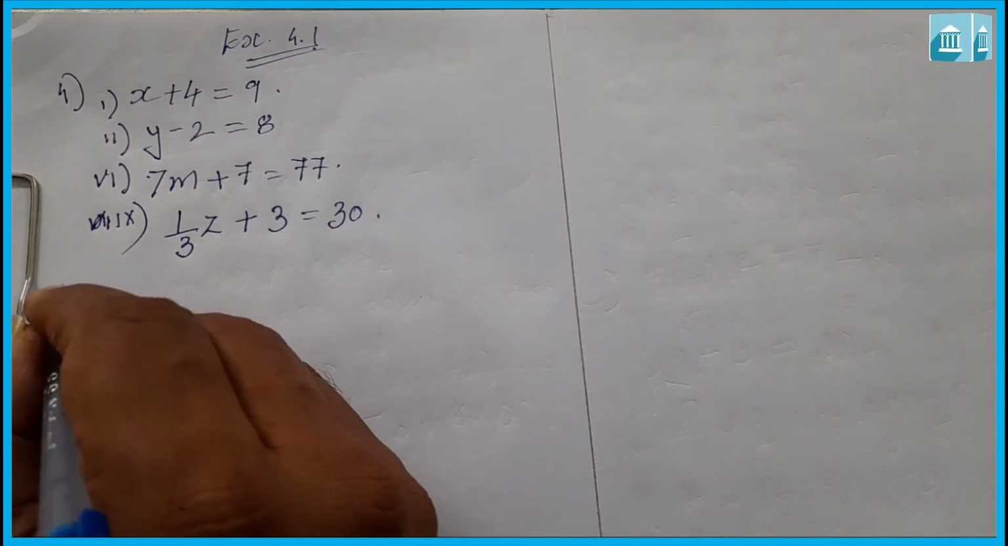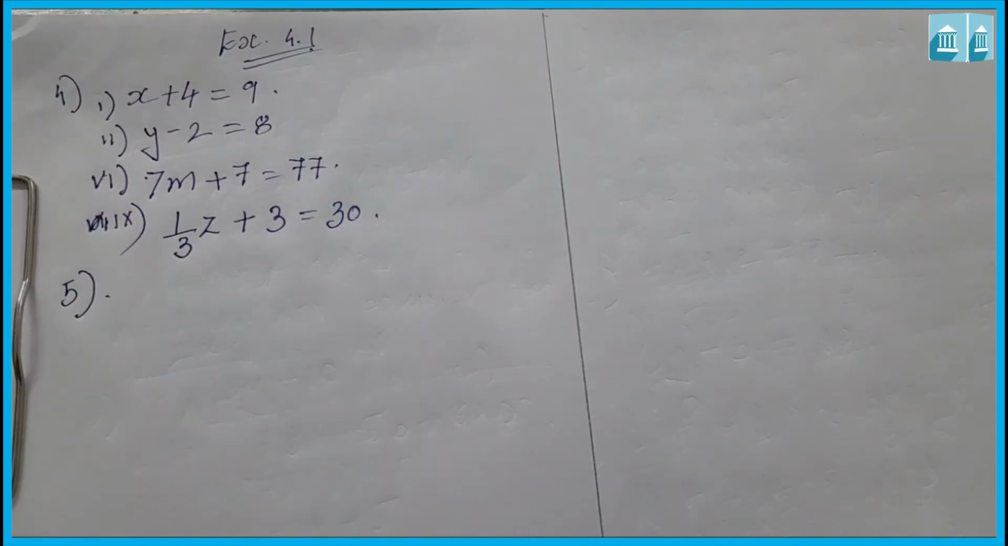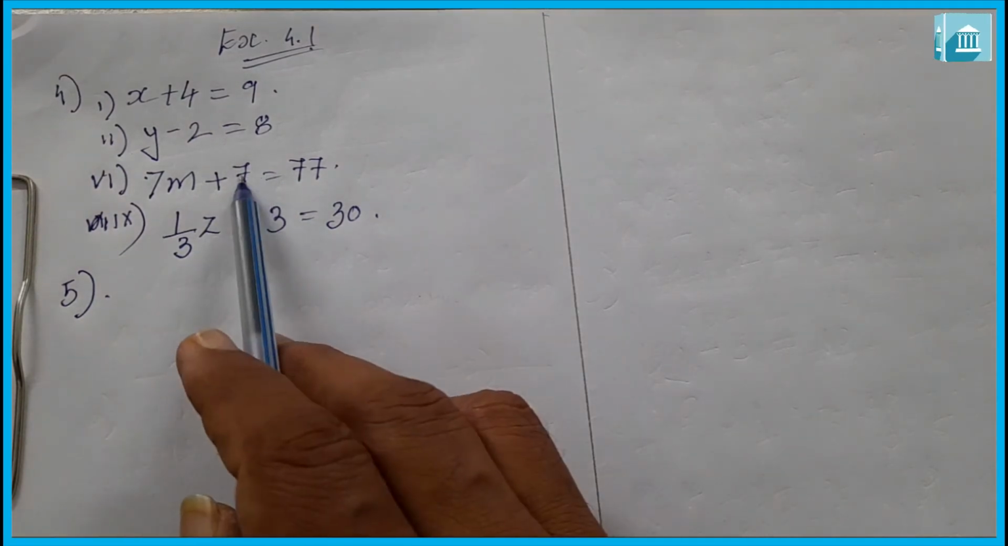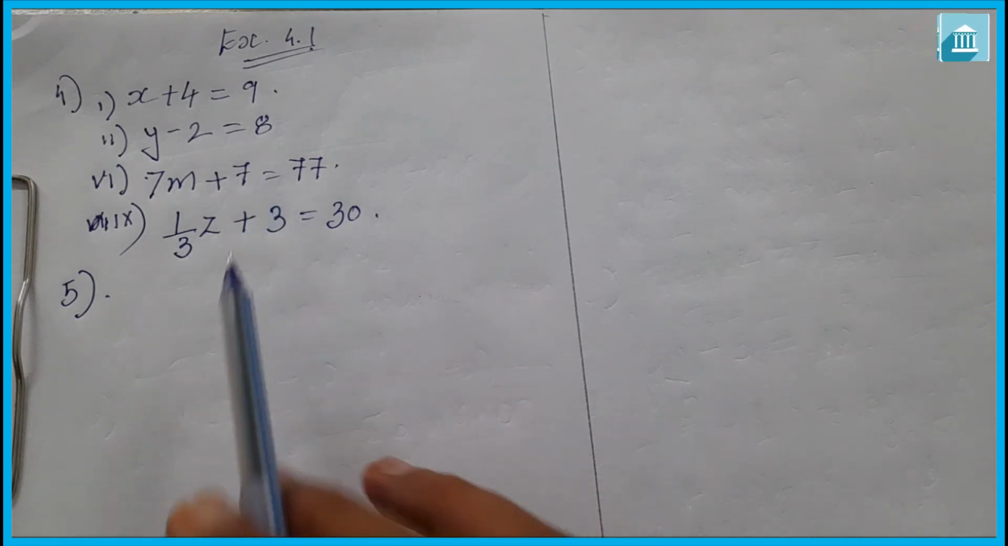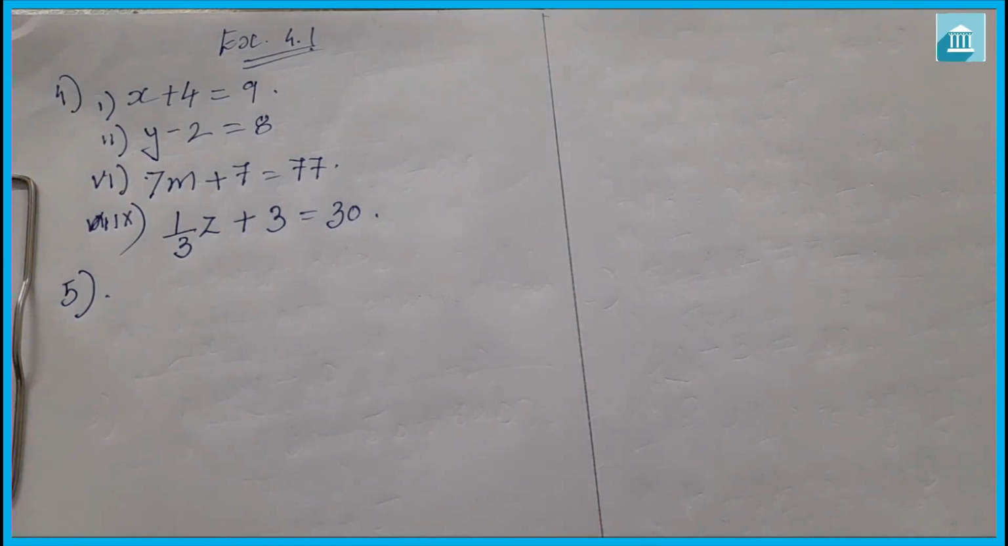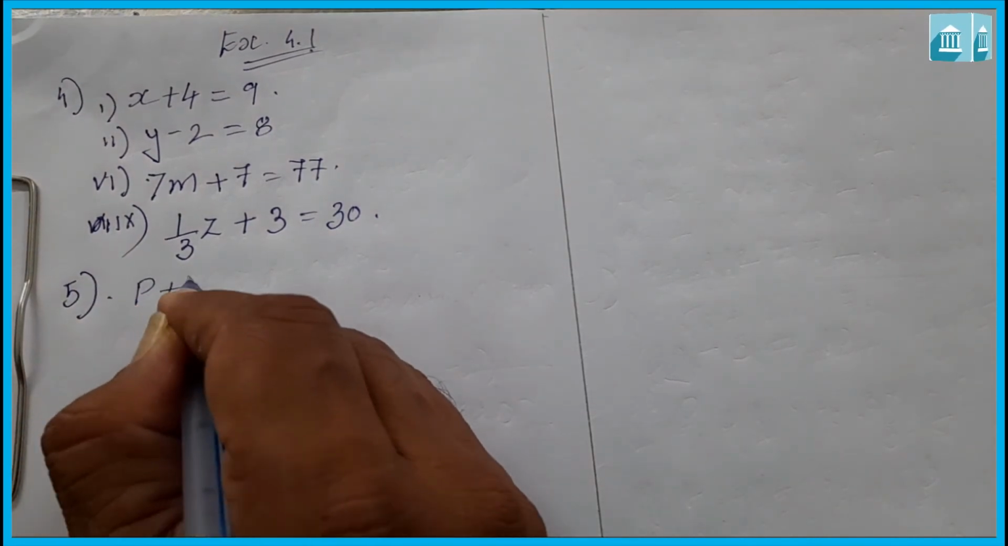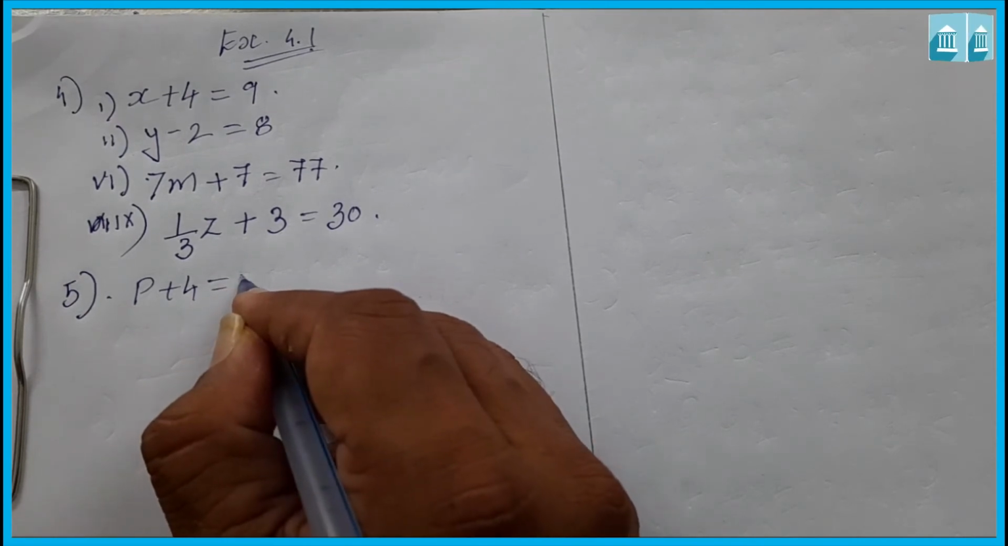Now let us see question number 5. Question number 5 is to write the following equation in statement form. Earlier, statements were given and we had to write equations. Now in question number 5, the equation is given, and we have to write it as a statement. First is given here: p plus 4 is equal to 15.